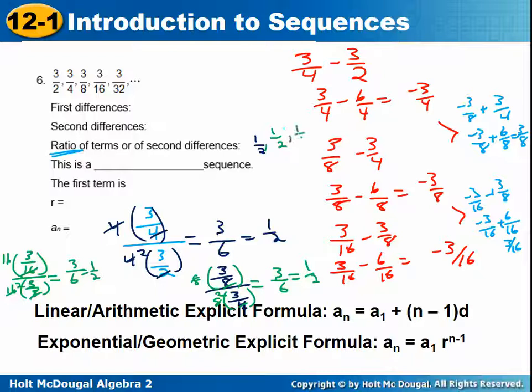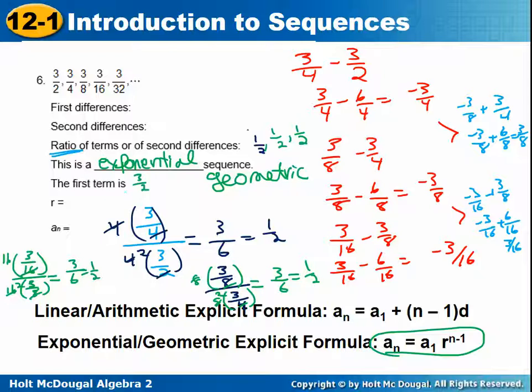So I have a common ratio, which means that this is an exponential sequence, which means that I can use the geometric explicit formula right here. My first term is 3/2. R is equal to this here, 1/2. And I can just plug those in.